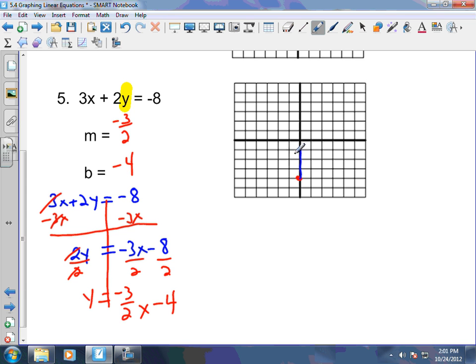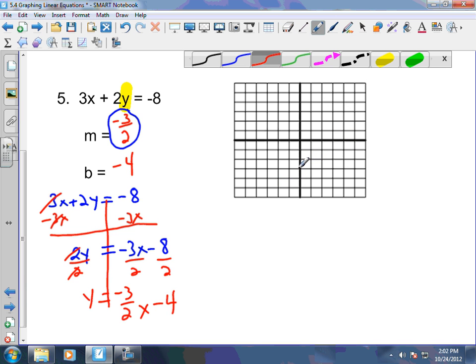Watch. This is wrong, but watch. If I go to the right 2, look at the slope of my line. Is that slope positive or negative? Positive. But is my slope supposed to be positive or negative? Right. That tells me it's wrong, Bob.